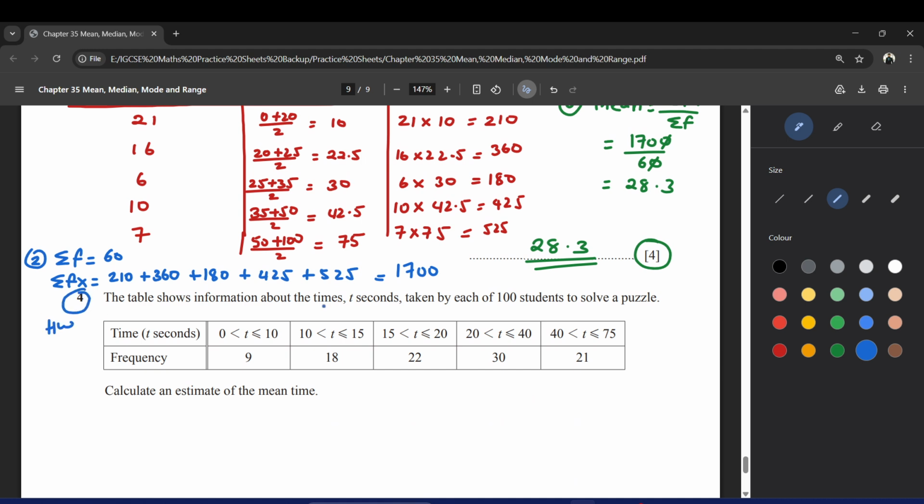Now the next question, question number 4, I would say that this is your homework, or you could say try this out right now. Pause the video and try this out right now, before you continue. I'm going to pause the video for a little bit. In the meanwhile, I want you to try this question out and then compare your answer with the solution.